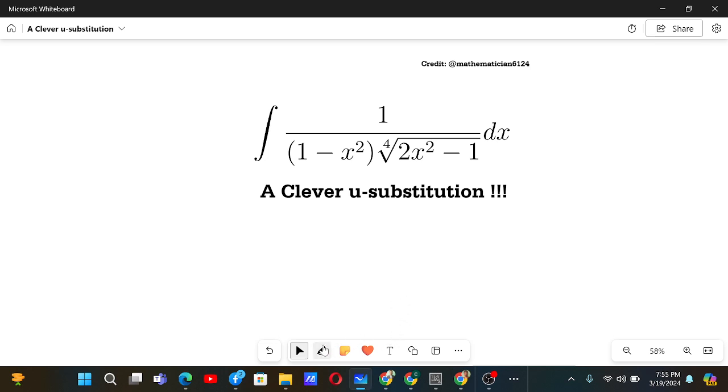A clever u-substitution. In this problem, we are going to use u-substitution in really nice, or let's say sneaky or clever ways. This solution development was contributed by mathematician 6124, and thanks to him. Let's see how we solve this problem.